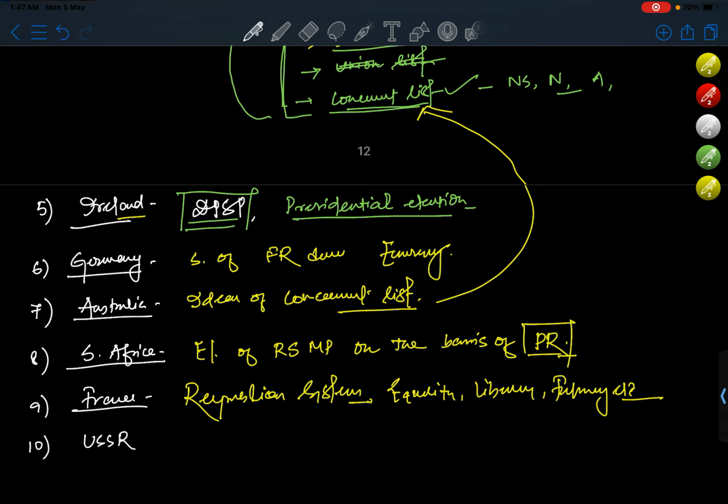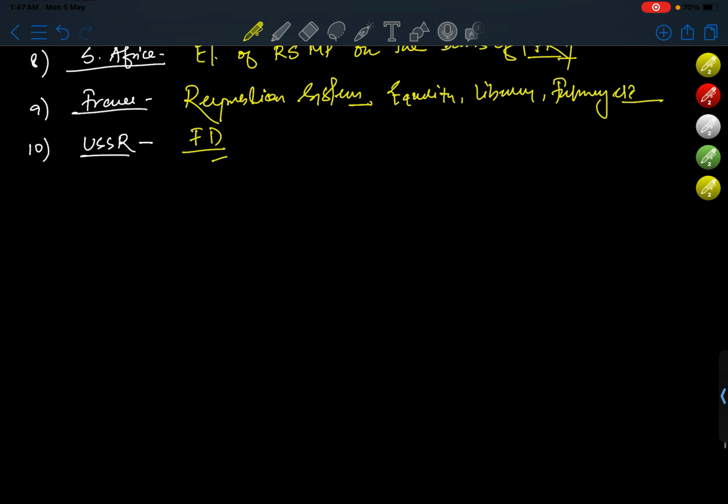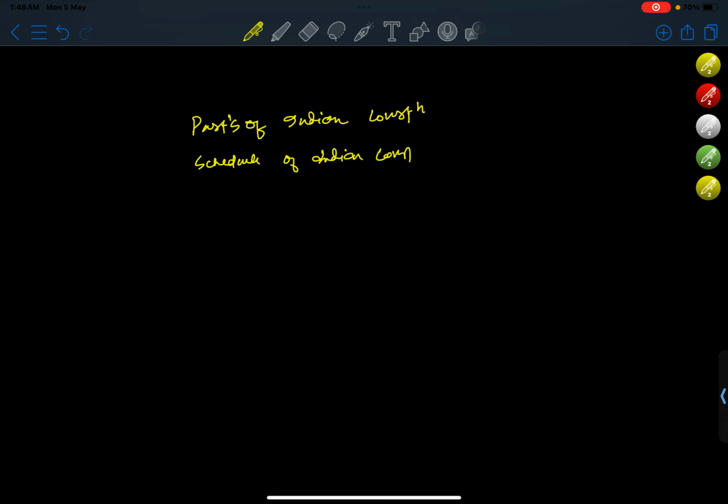Next, former USSR. That time it was USSR, now it is Russia. The concept of fundamental duty has been taken from USSR. Okay, so for today I'll stop here. In the next part, I'll talk about parts of the Indian Constitution, schedules of the Indian Constitution.